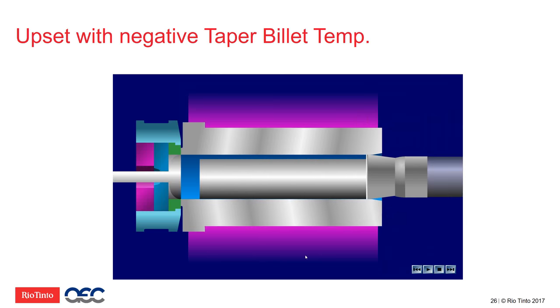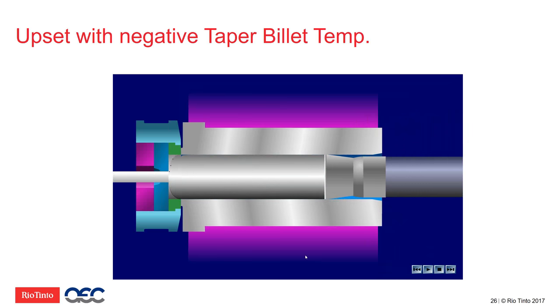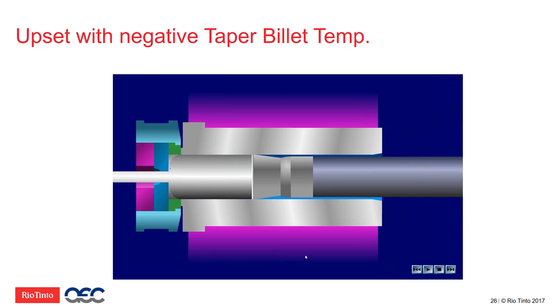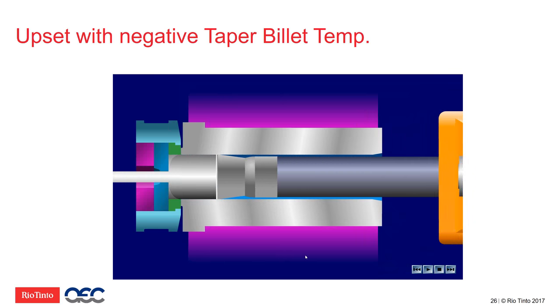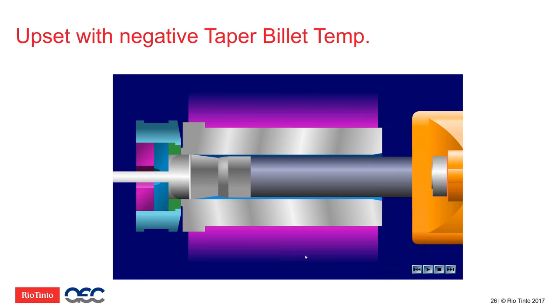So what extruders do is control the billet temperature in different ways. For instance, there's a possibility in some cases to actually rotate the billets coming out of the furnace to make sure that the front end against the die is hotter than the back.